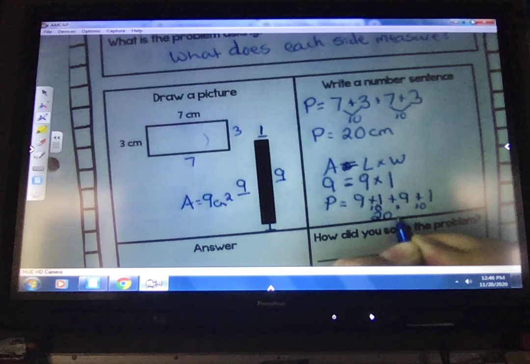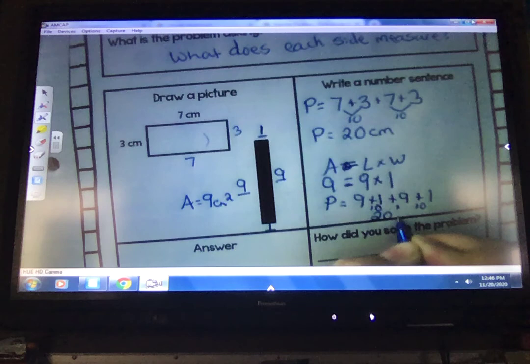Okay, so down here on our answer, we're going to tell the dimensions. We're going to say it has a length of 9 centimeters and a width of 1 centimeter. 9 and 1 were the two sides.